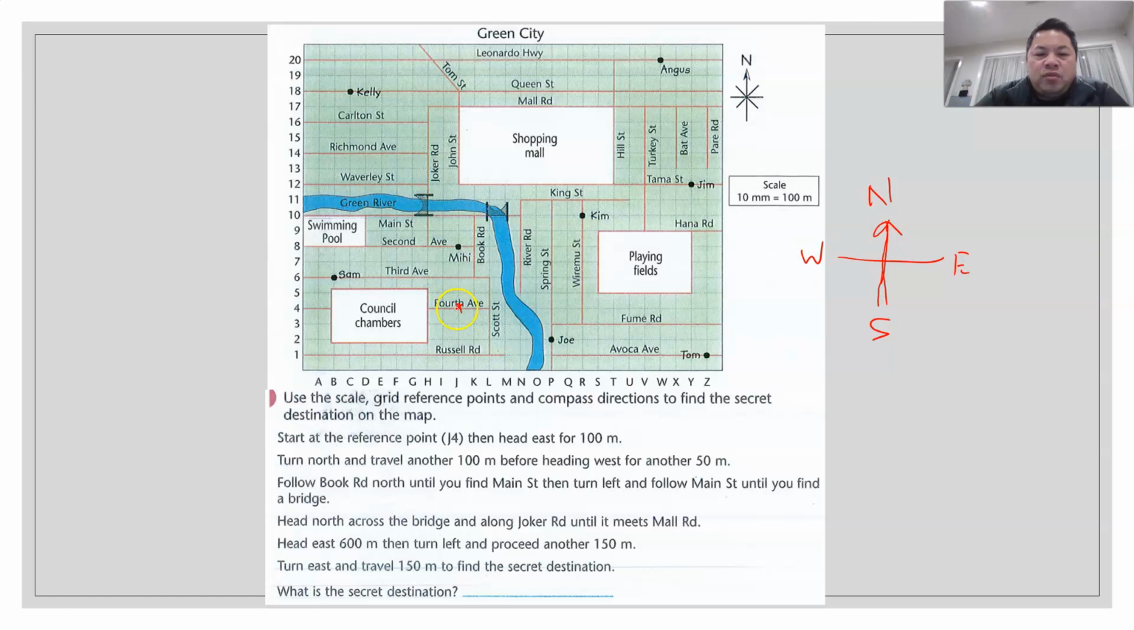From here, you have to go east 100 meters. 100 meters is 10 mm, so it's 2 steps. And from there, you continue to find out where the final destination is. I've already found out where the destination is, but anyway, solve this puzzle on your own.